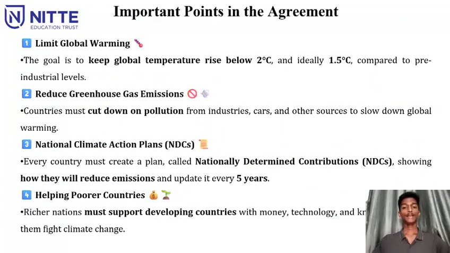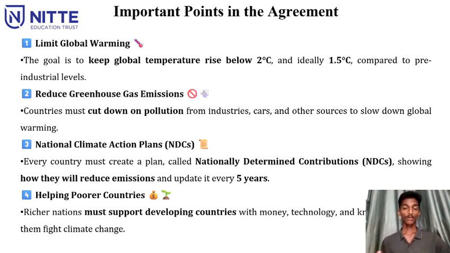So let's talk about the important points in the agreement. There are many important points in the agreement, but let's talk about a few. Limit global warming. Limiting global warming was the main goal here. The goal is to keep global temperature rise below 2 degrees Celsius and ideally 1.5 degrees Celsius.